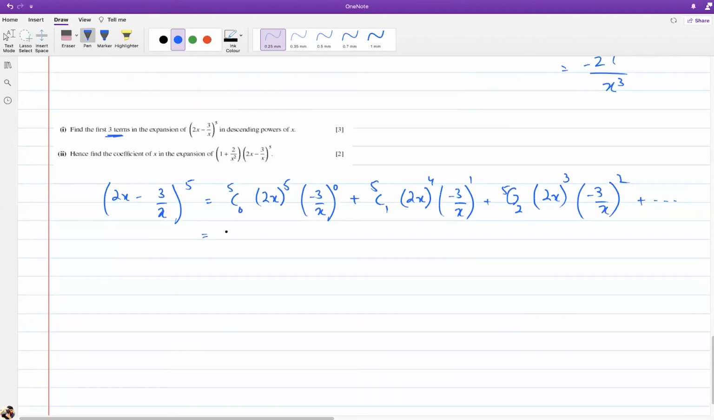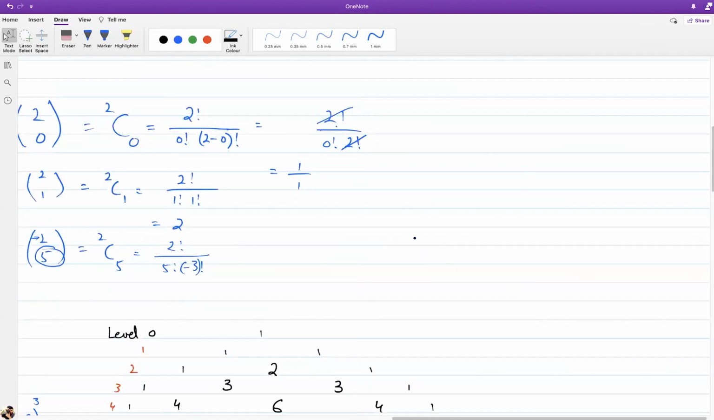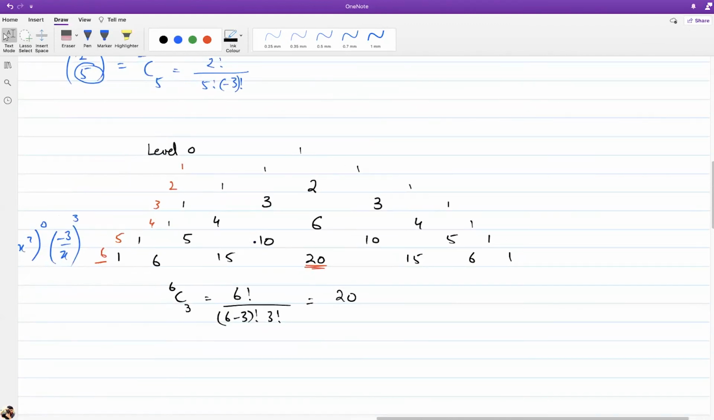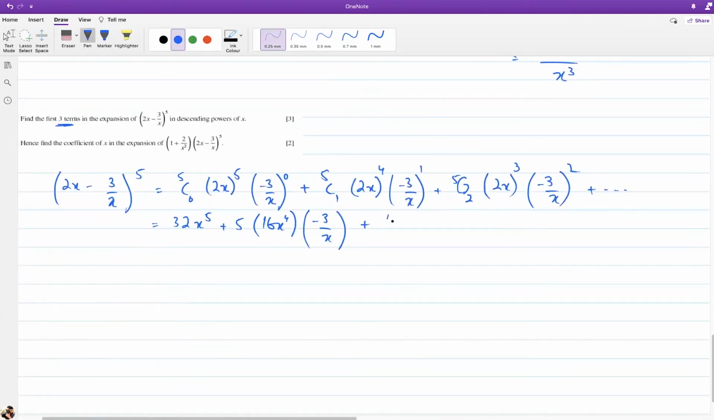5C0 is 1, (2x) power 5 is 32x power 5, and (minus 3 over x) power 0 is 1. Okay, 5C1 is 5. This will become 16x to the power 4, and this will become minus 3 over x. 5C2, so 5C2 we use, let's use this triangle. So 5C2 is going to be 10. So we'll just put it there. 5C2 is 10. So 10 into 8x cubed, 9 over x squared, and that's it.